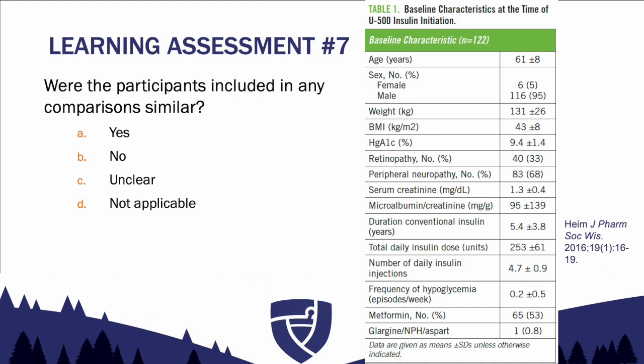Now we move on to learning assessment number 7, which is the Joanna Briggs Institute Critical Appraisal Checklist question number 2. Were the participants included in any comparison similar? The answers are yes, no, unclear, or not applicable.